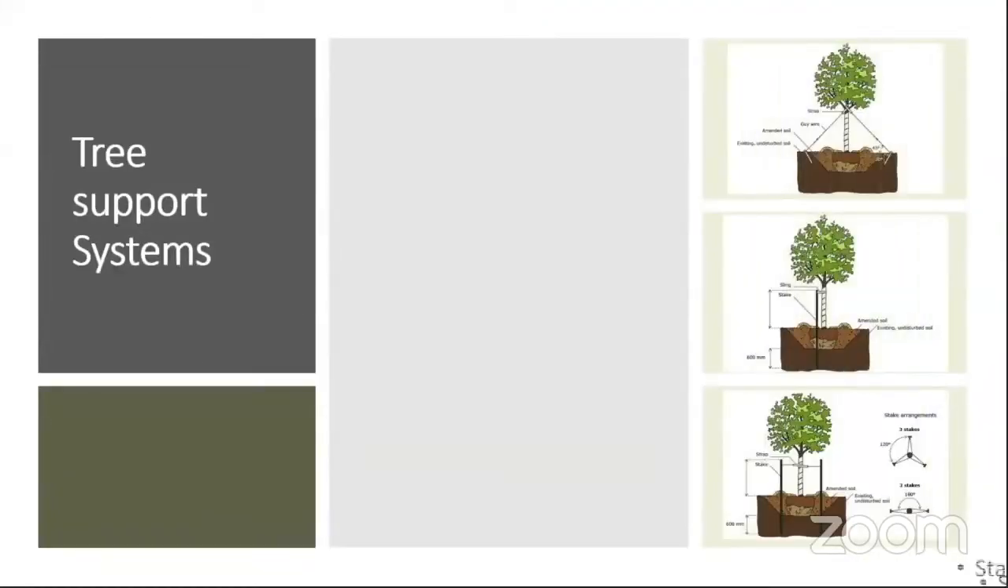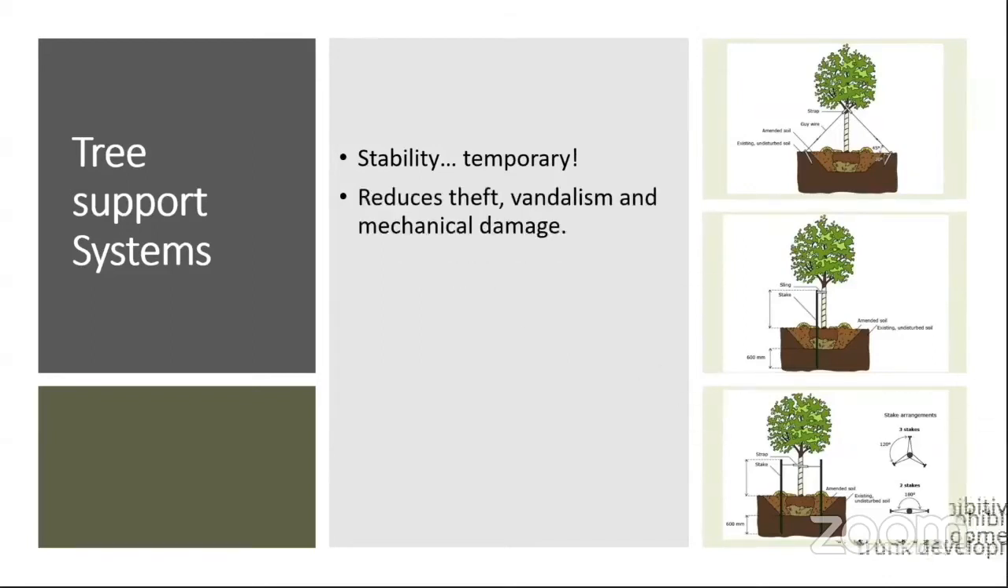Now, as far as tree support systems, I could spend a lot of time going over this, but I want to highlight just some important concepts regarding your judgment on whether or not you actually need them. They are necessary for stability. The key thing is that they are only temporary. 1 to 2 years max is all that you really need in order to allow that tree to develop stability by a developing root system. What we're doing is compensating for an underdeveloped root system until it gets established.